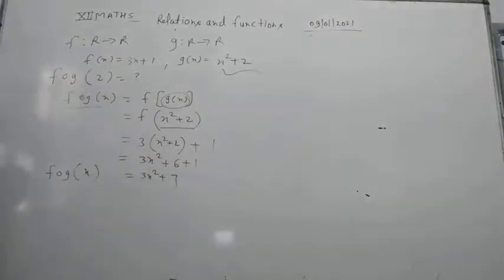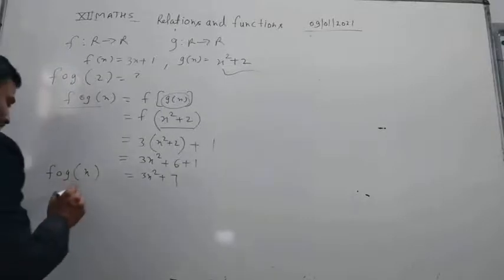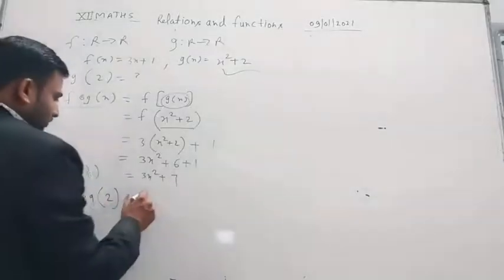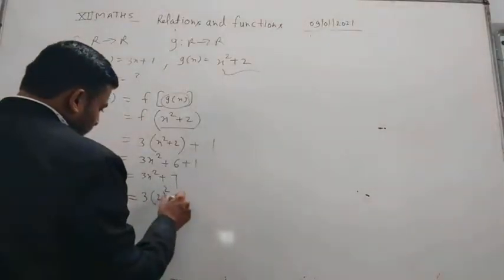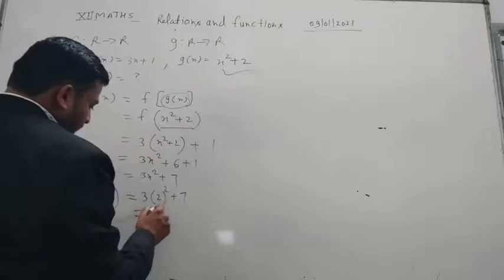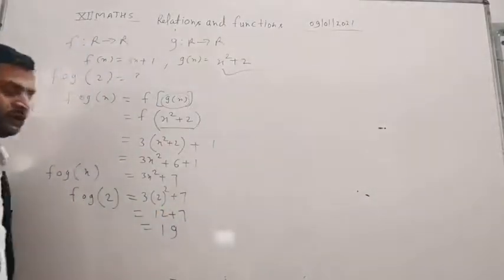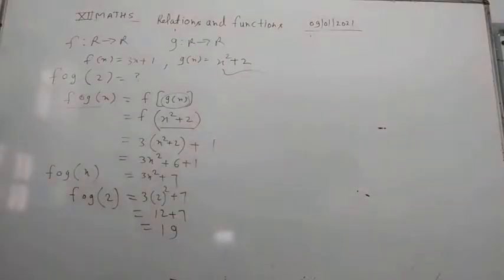Okay students, and what we have to find out? We have to find out fog of 2. So at x is 2, we get 3 times 2 whole square plus 7. So 3 times 4 is 12, plus 7, which is equal to 19. Okay students, I hope you understand. Now we take another question and solve it.